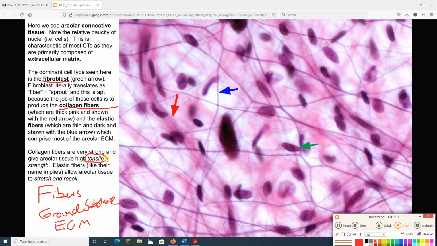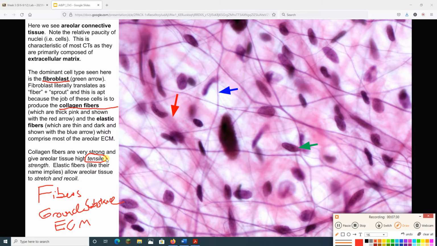So these are two really important characteristics. Areolar connective tissue, because of the presence of collagen, has tensile strength, and because of the presence of elastic fibers, has resiliency: the ability to change shape, to be deformed, and then to recoil, to achieve that shape again. And this is important, okay?